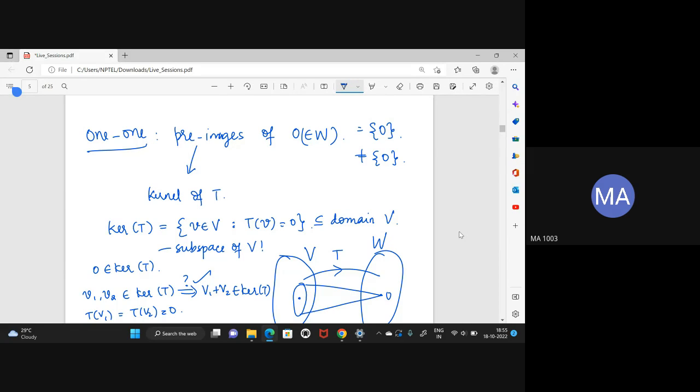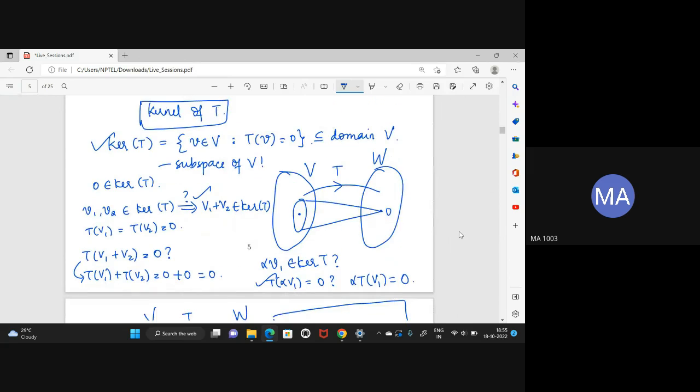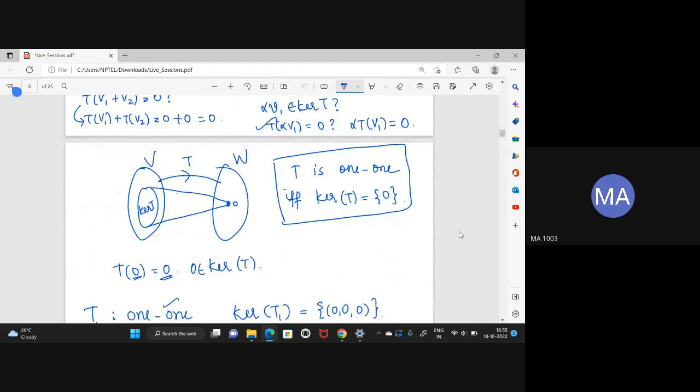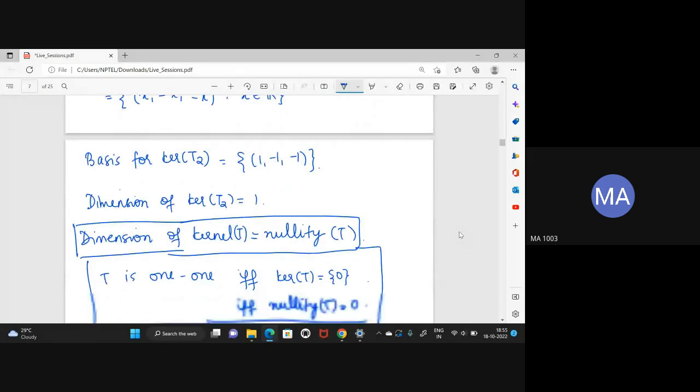The set of all pre-images of the 0 vector is called the kernel of the linear transformation, which is the set of all V in the domain such that T of V is equal to 0. If the kernel is singleton 0, then it is a one-to-one map. If it is not singleton 0, it is not a one-to-one map. And because the kernel is a subspace, we can talk about its dimension. The dimension of the kernel.